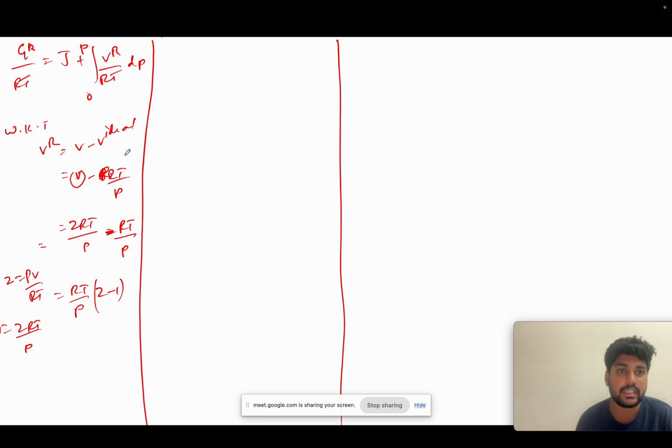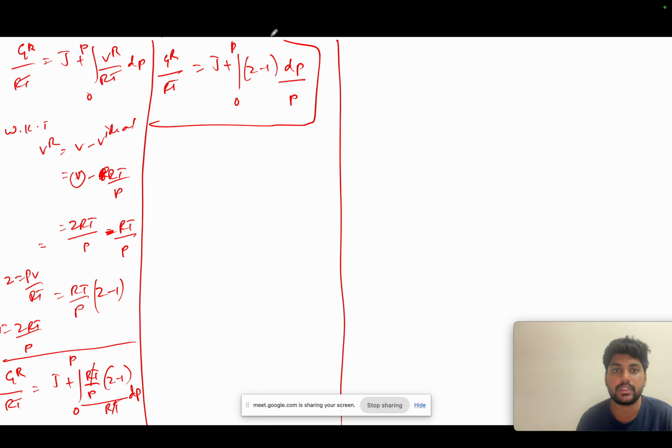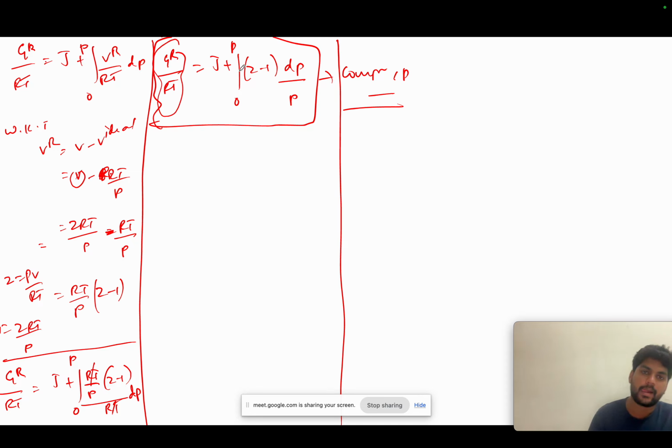Now I will include VR here. What we will get is integration from 0 to P of RT by P times Z minus 1, divided by RT, dP. So this RT will get cancelled, and we have integration of Z minus 1 by P dP. This is the final equation for the compressibility factor and the pressure, and how to deal with this equation. Any doubts regarding this equation? If there are no doubts, then I will go forward.